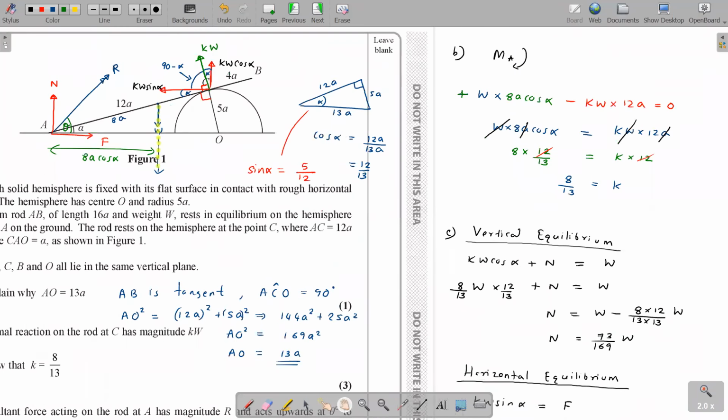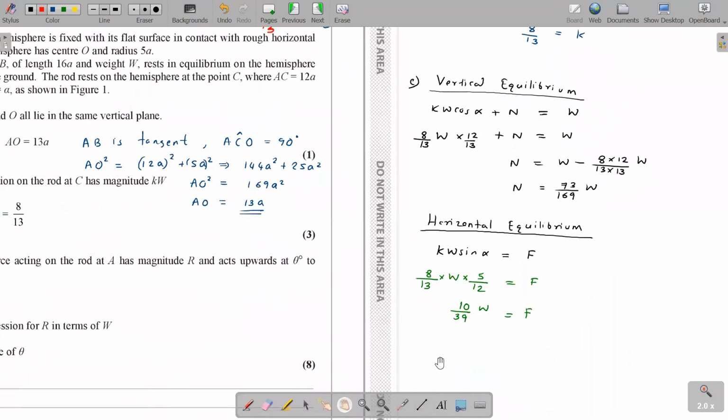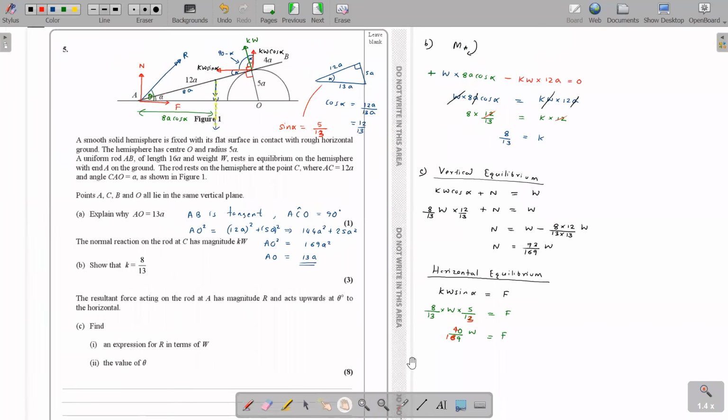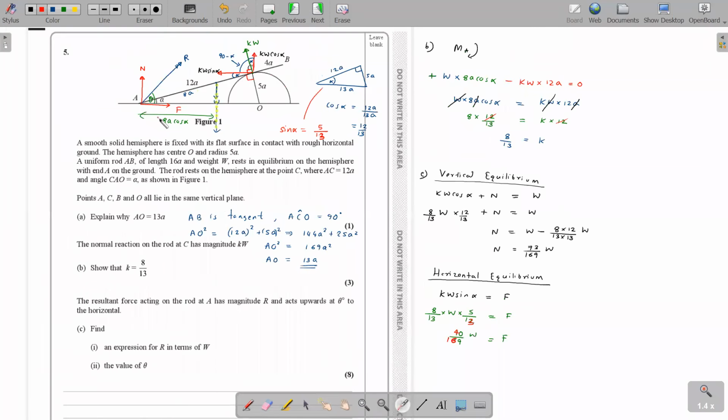Sin alpha is 5 over 13, right? Opposite over hypotenuse, and the hypotenuse is 13, so it's 5 over 13, which gives me 40 over 169. Yeah, this is the F value. So then we have found our N value and the F friction value. So just be careful here. There was a slight error. It should be 5 over 13, not 5 over 12, because sine is opposite over hypotenuse. I had used tan alpha, so then I fixed the mistake here.